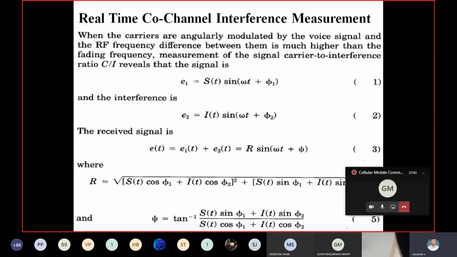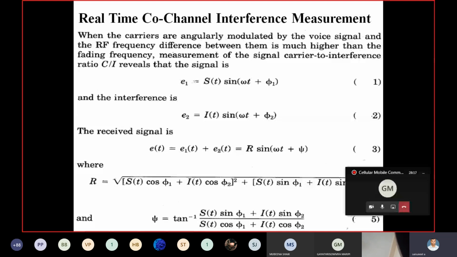Once we transmit a signal from the base station to the mobile station, at the time of transmission we have to go for modulation. Take the modulation twice with respect to different frequencies. At that time, we have to calculate the C by I ratio.